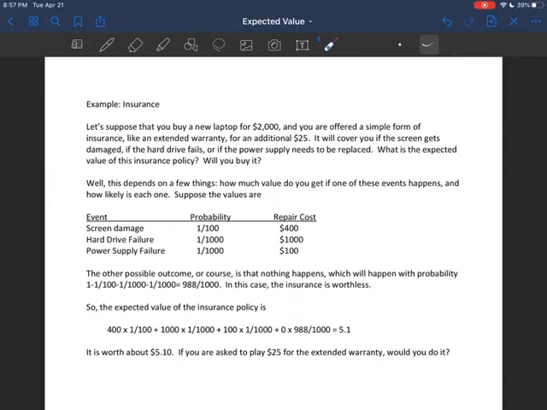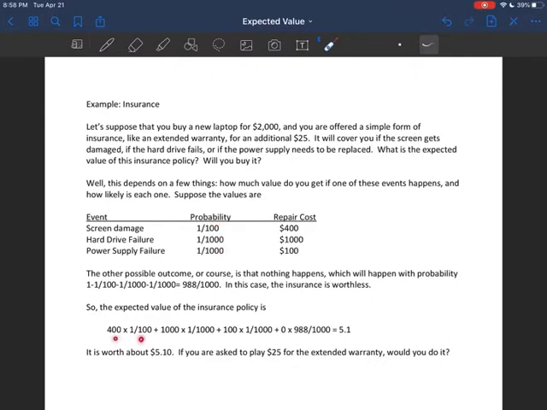So how do we figure out the expected value? Well, there's another possible outcome, which is that none of these things happen. And we can figure out that probability by just taking 1 or 100% and subtracting the probabilities of the other three things. And that leaves us with 988 over 1,000. In that case, the insurance is worth nothing. You get $0 return out of it then.